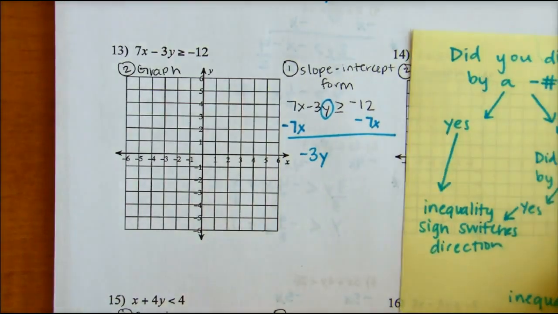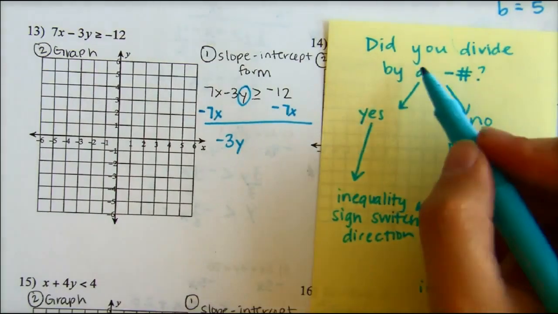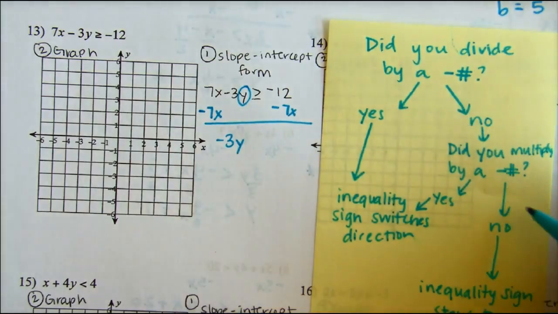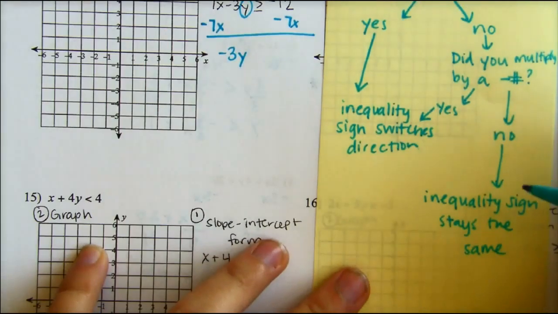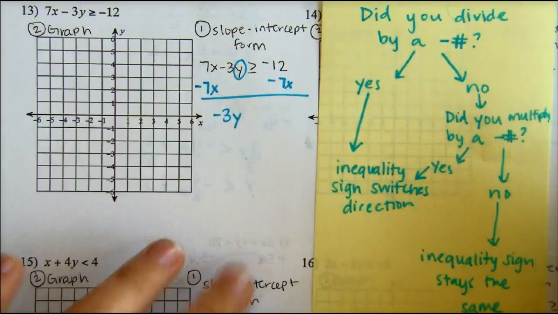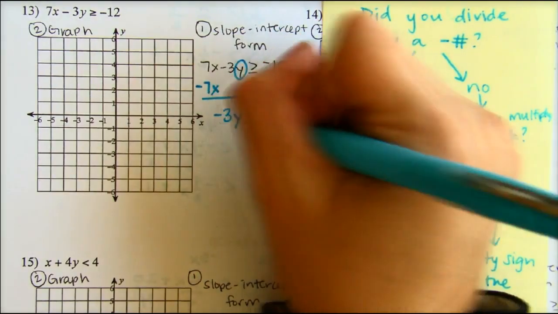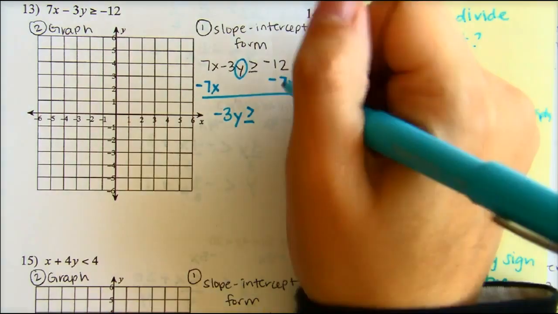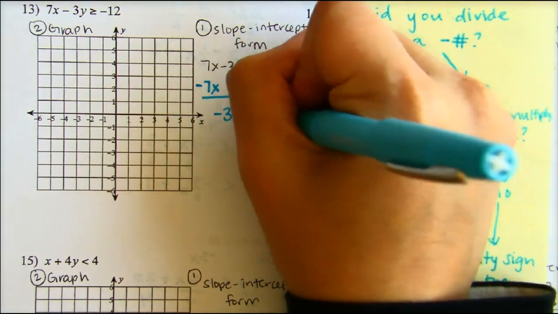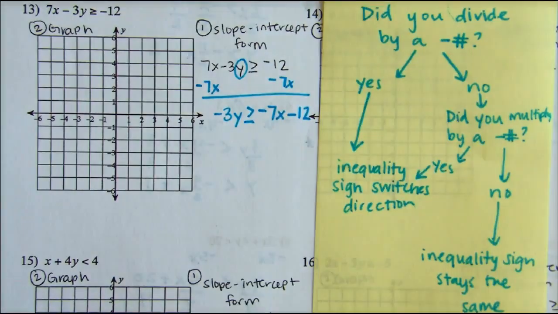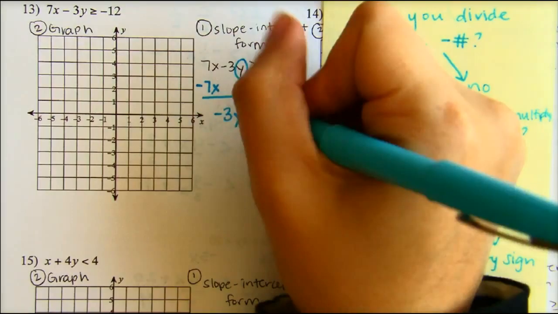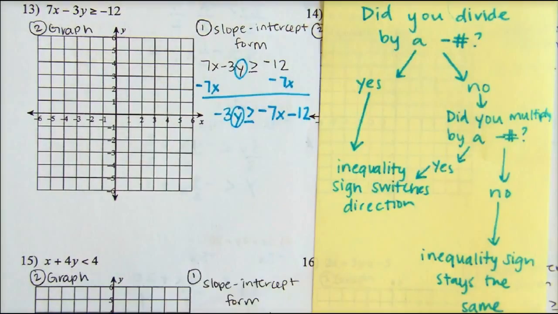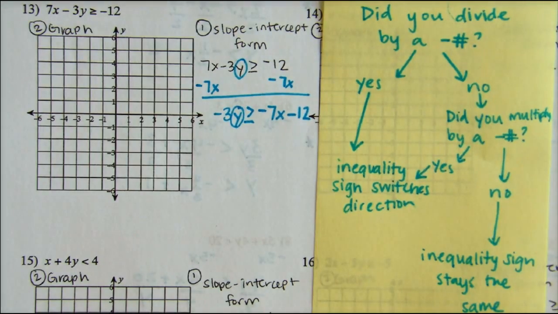If I look at my flow chart, did I divide by a negative? Nope. Did I multiply by a negative? No. So the inequality sign will stay the same. It'll stay a greater than or equal to. Over here, I'm going to bring these two terms over just as they are. So I've got a negative 7x and a minus 12. Y still isn't by itself. It's got a negative 3 next to it. That's being multiplied with y.